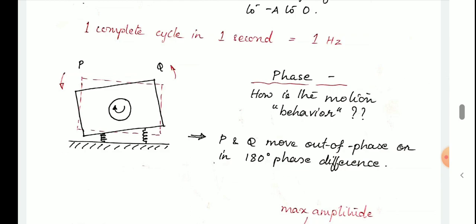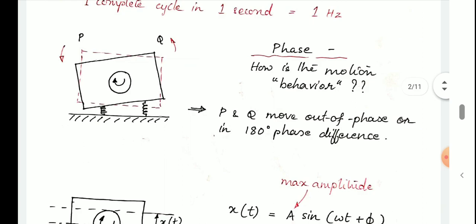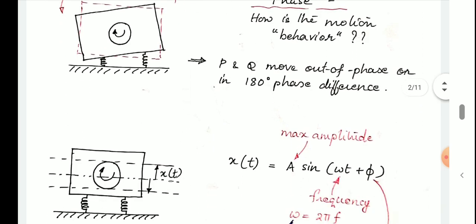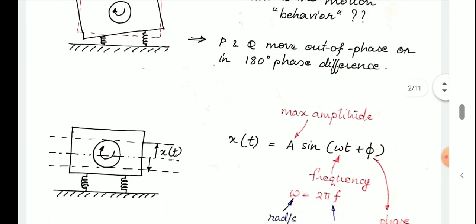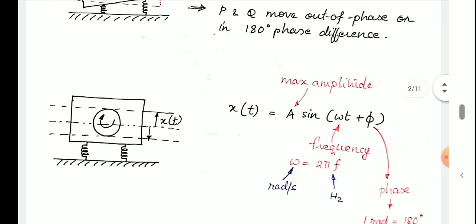In a longitudinal or transverse way, if the body is vibrating, we can say that P and Q move out of phase, or there is a 180-degree phase difference in the movement. Now let us represent this displacement using a periodic function: x of t is equal to A sine omega t plus phi.